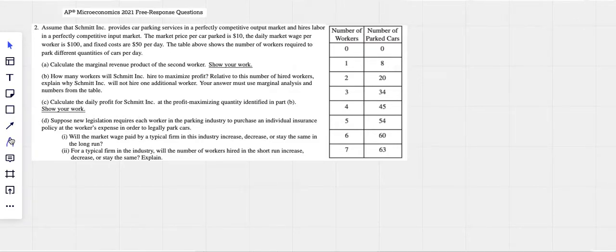I think this is set one for 2021. There was set one and set two. This is set one, number two. It's obviously a labor question. Let's work our way through it and see if we can do it.